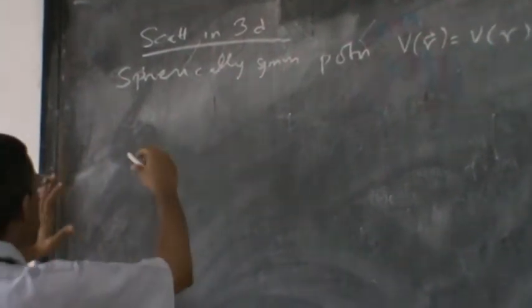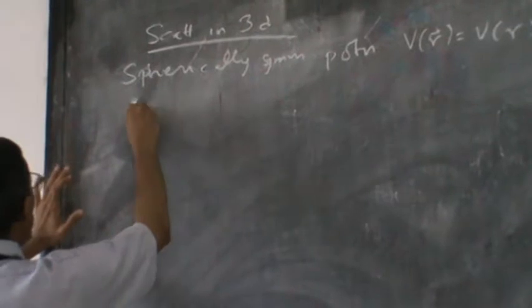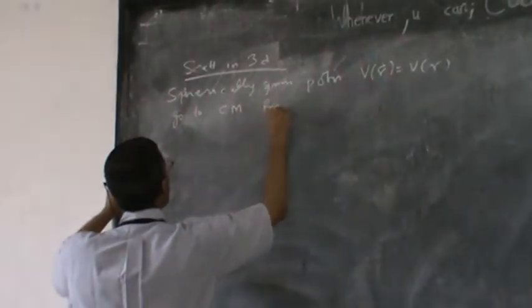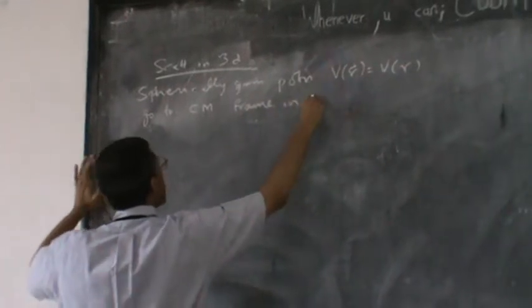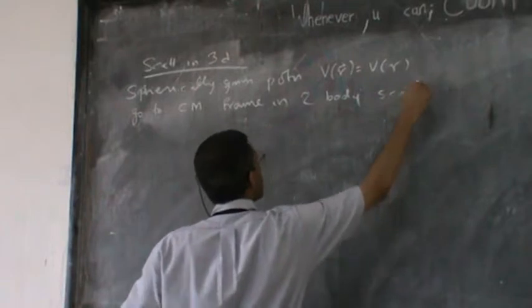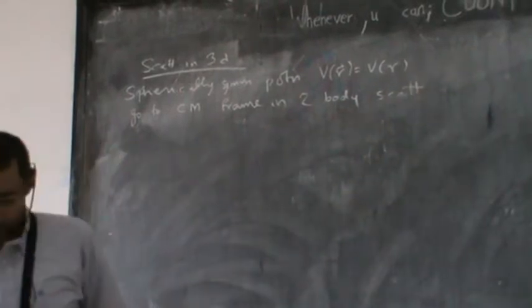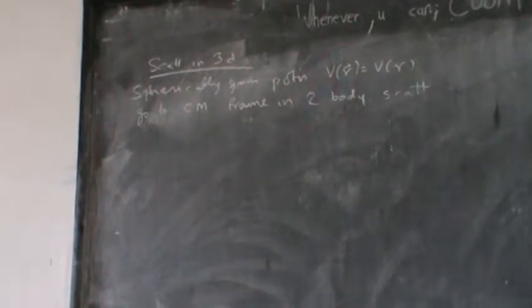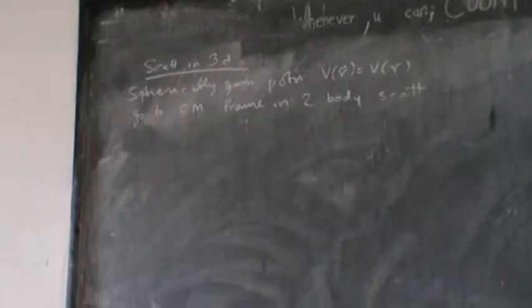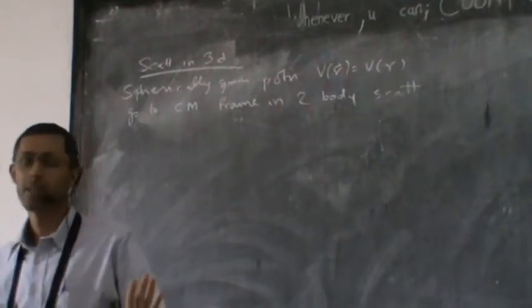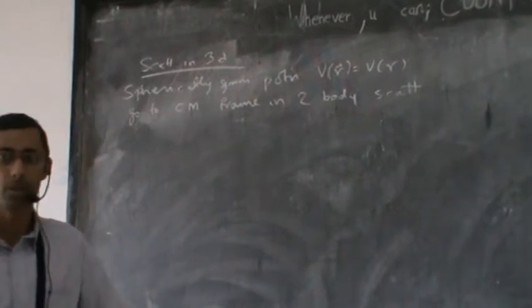This is of course the result of going to the center of mass frame in two-body scattering. Considering scattering of two bodies, if you go to the center of mass frame, it's as though there's one body scattering with a fixed potential. So we formulate everything as a one body problem with a fixed potential.